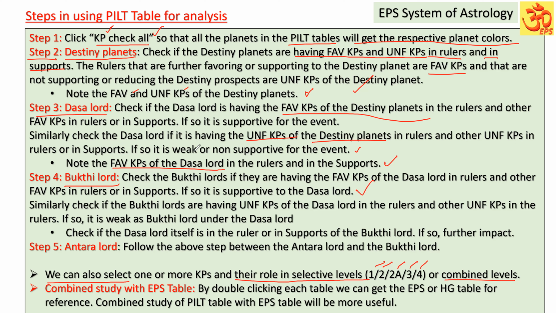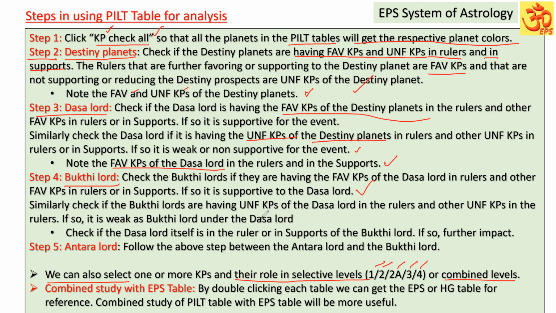Suppose the Dasa Lord is having one unfavorable key planet for the particular event. If the Buddhi Lord is also having that unfavorable key planet in its ruler, that is going to be more unfavorable, because that Buddhi Lord is under the influence of the key planet which is influencing the Dasa Lord, and that is also playing a role in the Buddhi Lord. It is going to be more unfavorable, so we have to keep it in mind. In other words, the Buddhi Lord which is free from the unfavorable key planet of the Dasa Lord is comparatively better. That's what I have given.